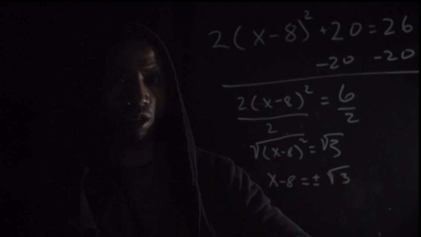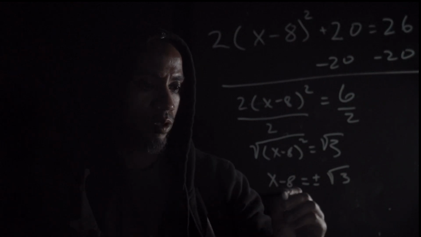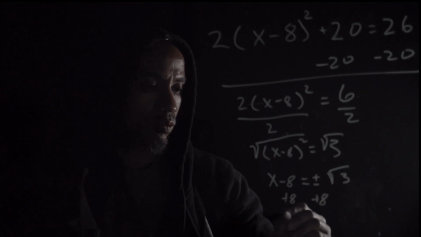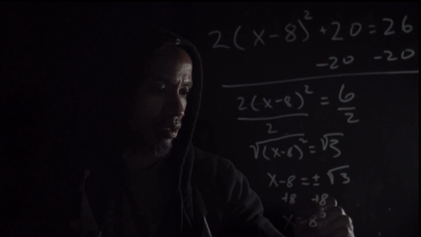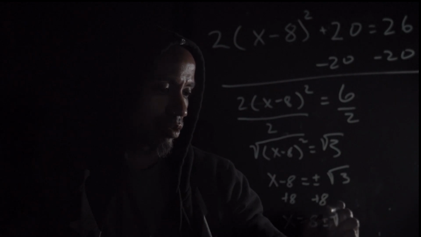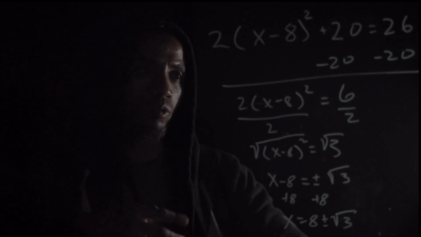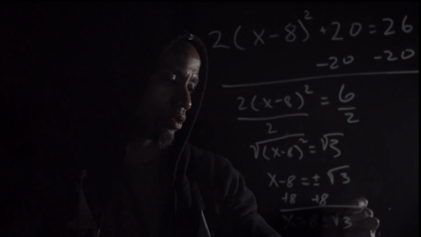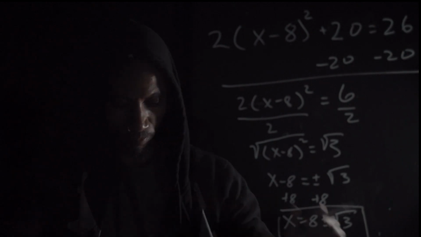Now x is almost by itself, but not quite yet. We have to get the minus 8 out of there, and simply to do that we just add 8 to both sides. That will leave us with x alone equals positive 8 plus or minus the square root of 3. So your final answer for this one is x equals 8 plus or minus the square root of 3.